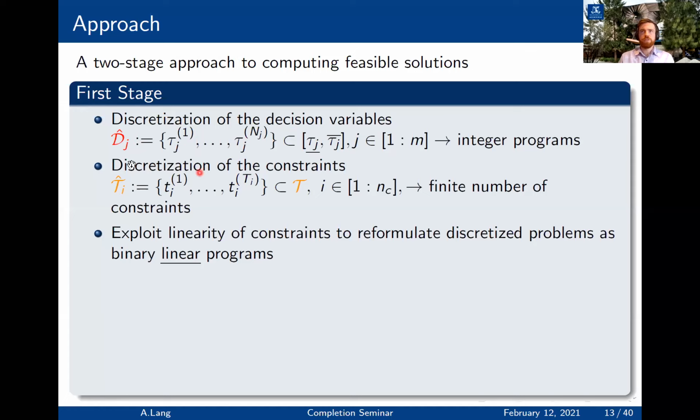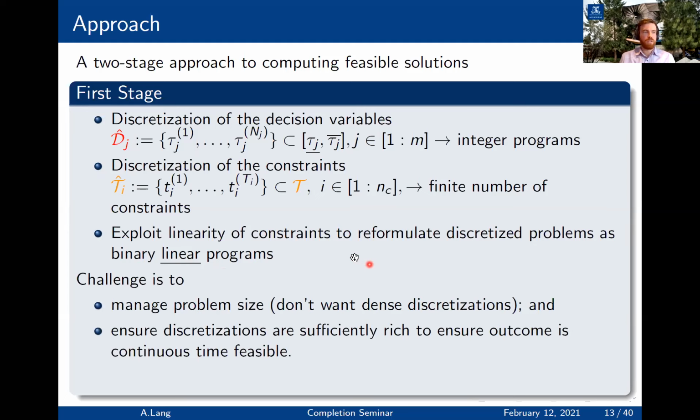The second step is then to discretize the constraints, again, to be finite. And this is a relaxation of this discretized problem, but it leads to a finite number of constraints, which makes the problem amenable to more standard non-linear programming solvers. And then by exploiting linearity of the dynamics with respect to those inputs, the discretized problems can be formulated as binary linear programs. And these structured problems can be solved globally much more efficiently than using an exhaustive search.